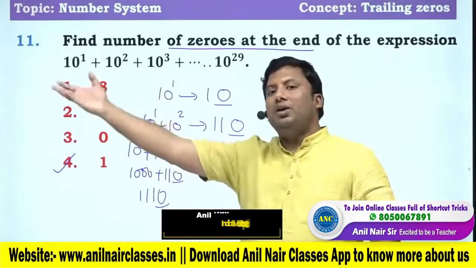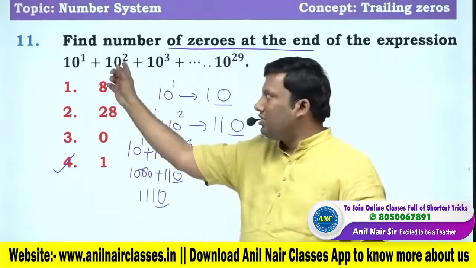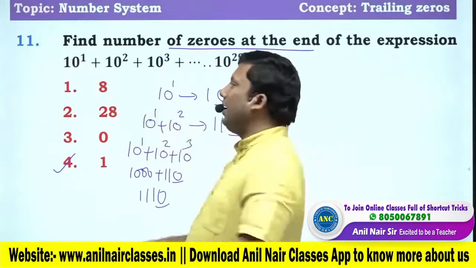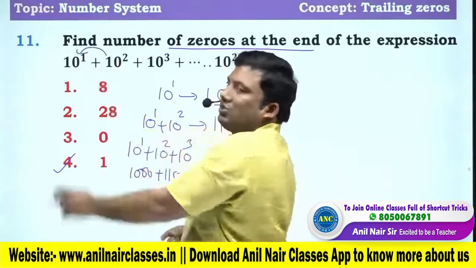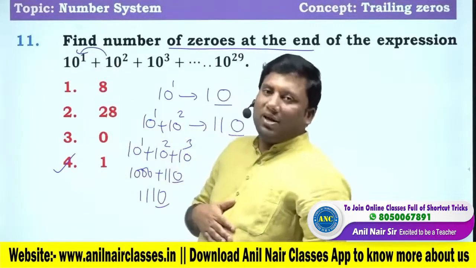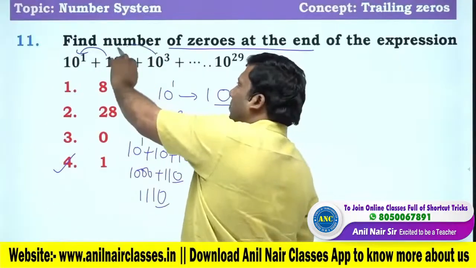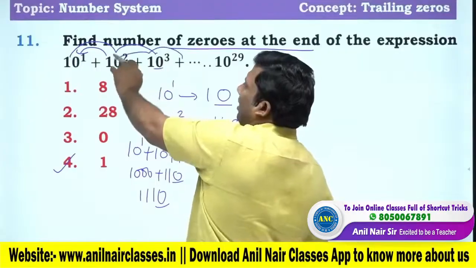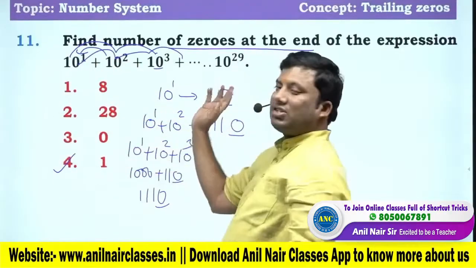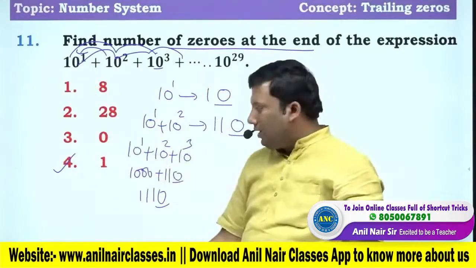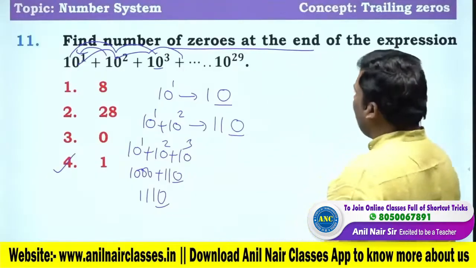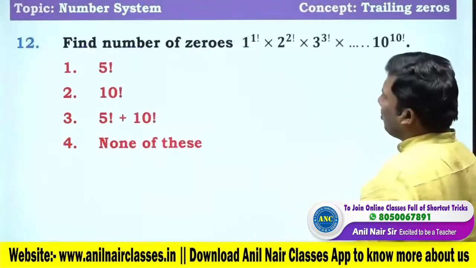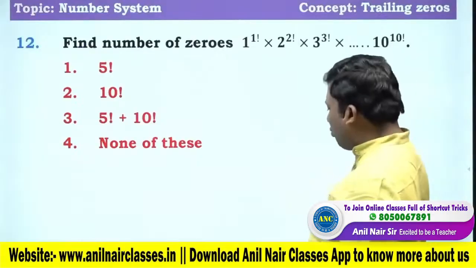To 10 power n, you are adding 10 square. So this number is greater than this number. Obviously, 10 power any number will have 1 zero at the end. This number is greater than these two numbers. So 1 zero. Last number is greater than every other number. So 1 zero will be there at the end. Very, very easy question. Different varieties of questions, sir.